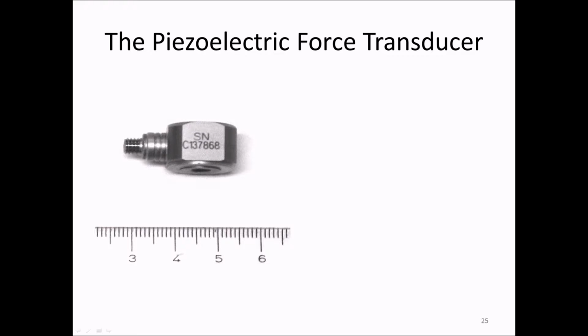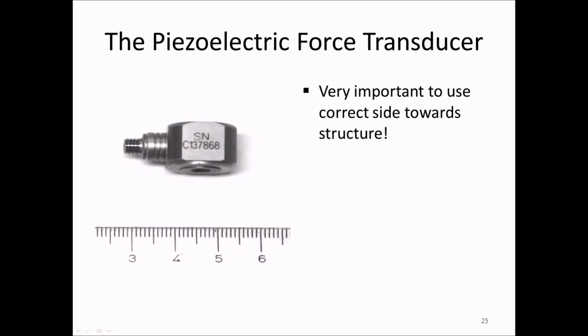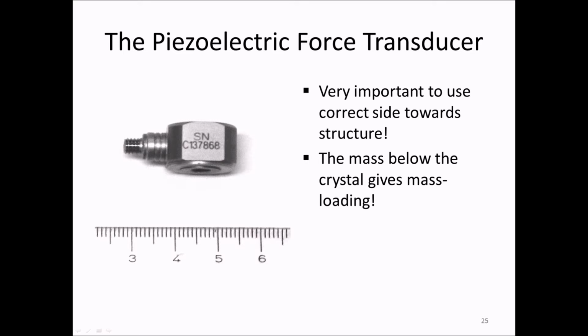Here's a picture of an example force sensor. It's often not easy to see which side of the sensor is supposed to be attached towards the structure. But it's very important to find this out, as the output force will otherwise be completely in error. Also, the mass above the force gauge is essentially added to the structure, producing a measurement error. Thus, for flexible points, it's important to keep this mass as small as possible.